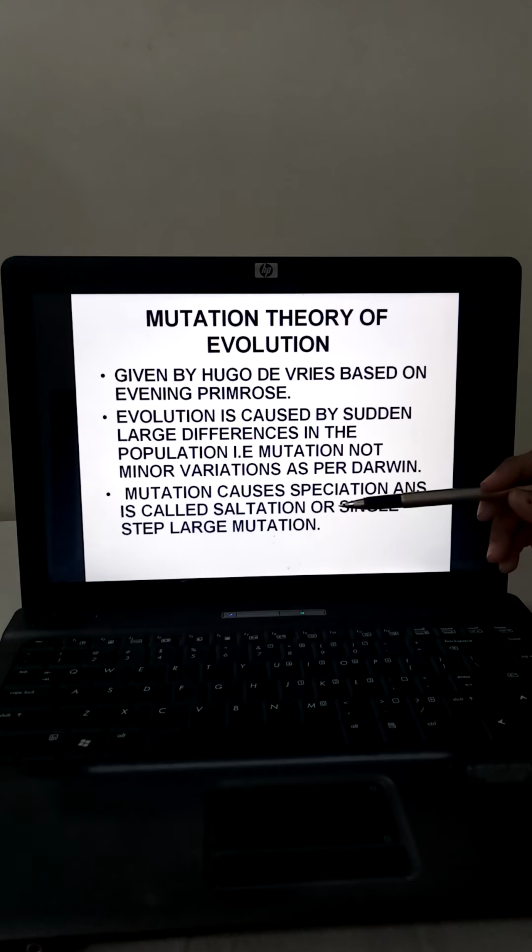He said that it is a big jump, a big mutation happening in a population, which will lead to the change, which will lead to evolution, not as Darwin said, that small variations will come and, once they accumulate, they will lead to evolution. So Hugo de Vries was also one of the scientists who worked on the theories of evolution.